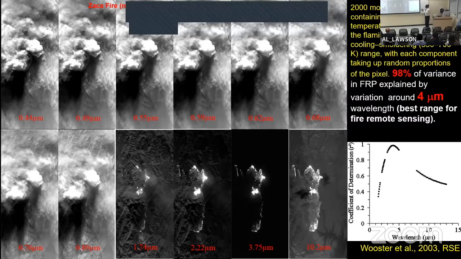So it turns out that, and this is a plot of modeling of fire temperatures with wavelength, you will see that the peak is just around 4 microns. So this is important for what we're going to be talking about.